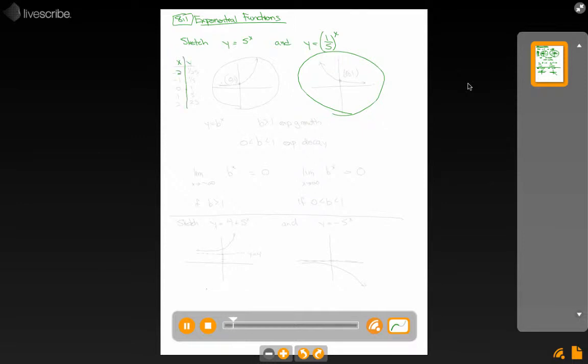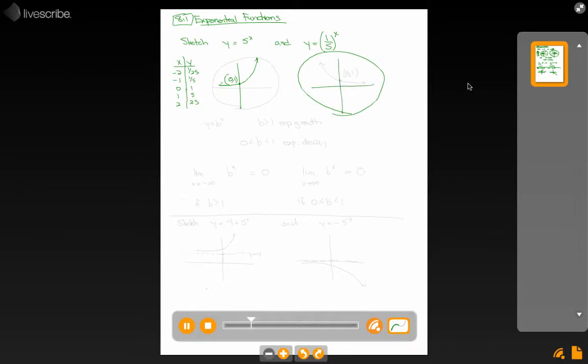You could go so far as to make yourself a table of values and put in some numbers here, but hopefully you remember that this actually is exponential growth, and you're going to have a graph that looks something like this. As it goes to the right, it gets higher and higher. It goes through the point (0, 1), and that's what y equals 5 to the x looks like.